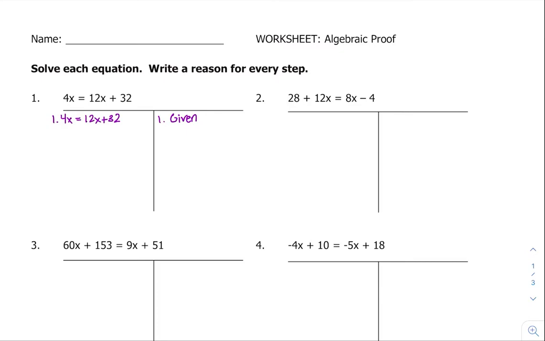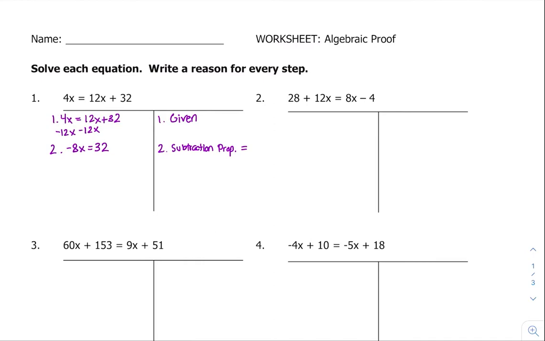Now, I prefer getting variables on the left-hand side so that we can solve. So I need to subtract both sides by 12x. Now, our statement's going to be negative 8x is equal to 32. My reason for getting to this point, we use the subtraction property of equality.